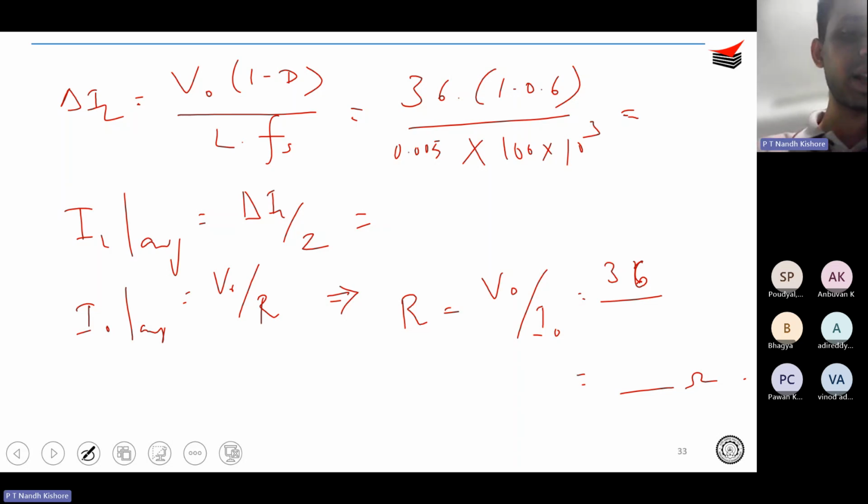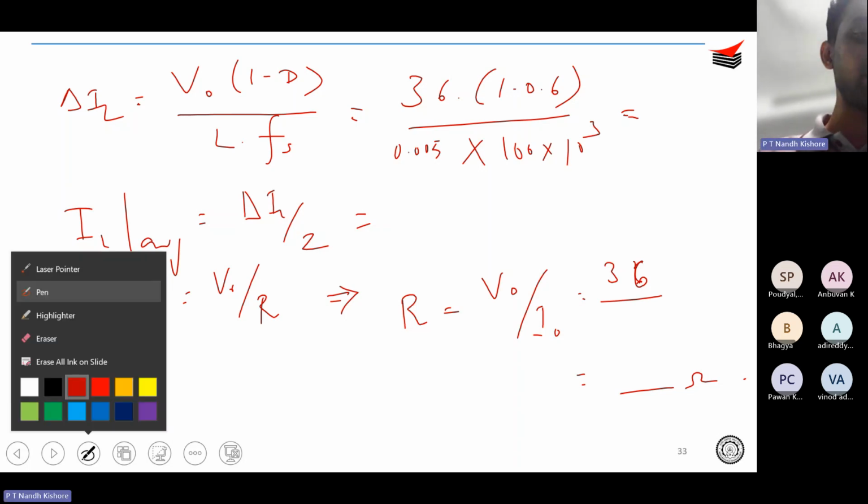Can someone tell what is delta IL? Please, in the solving sessions, it will be good if you have your pen and paper together instead of just staring at the screen.